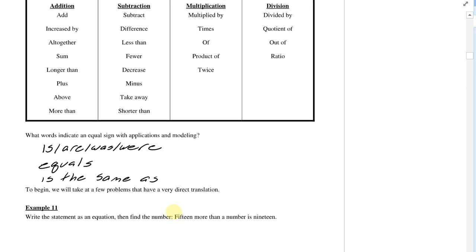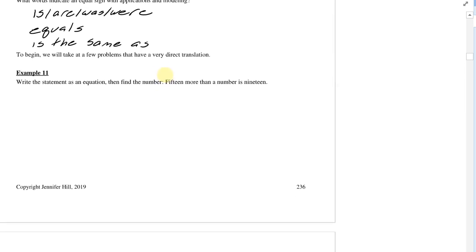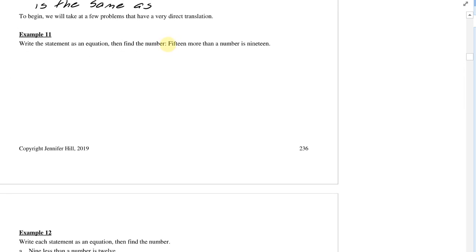So those are all phrases that would indicate that. What I want to do is start working on writing certain statements as equations. We're going to start with the basics here. 15 more than a number is 19. You will notice that this translates pretty directly from the chart that we have above. 15, of course, would mean 15. More than, what operation does that mean? This part here means plus, and then the concept of a number, that's what we're trying to find, right?